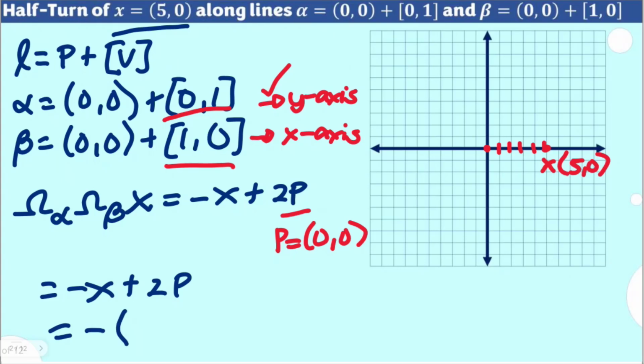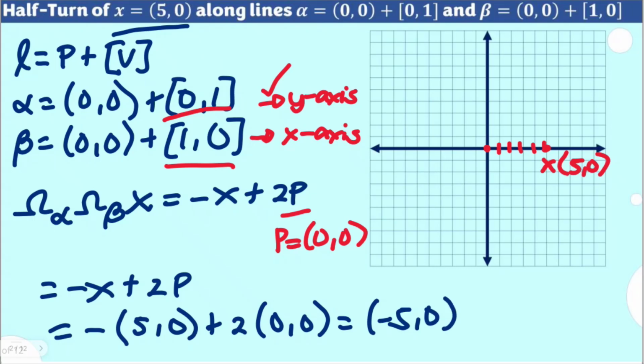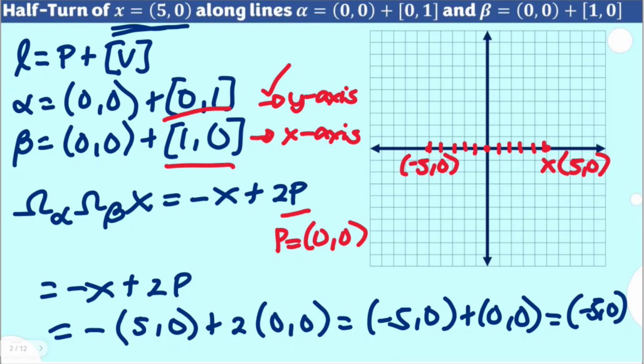You have negative of your X, which is (5, 0), plus twice your P, which is (0, 0). This gives us (-5, 0) plus (0, 0), by scalar multiple it's still 0, which gives us (-5, 0). So the half turn of this given point is actually at (-5, 0), which can be seen here. This is the half turn at (-5, 0). As you know, it's actually forming 180 degrees from the given point. And with this, this illustrates the half turn.